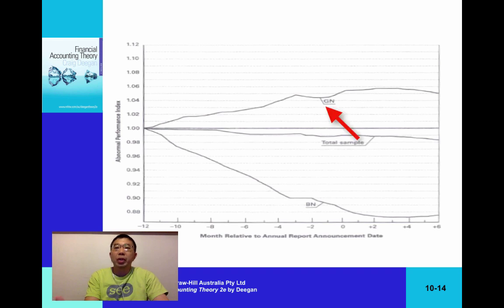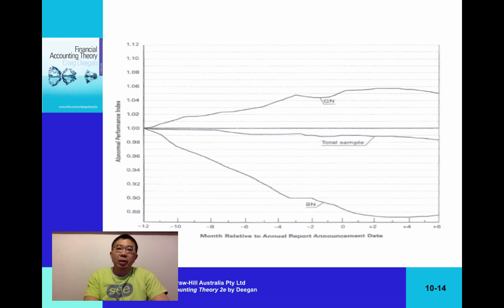So when you see GN, it means that on the day of release of the results, you have unexpected increases in earnings, which basically means good news. And if you see BN, it basically means bad news, in the sense that these are unexpected decreases in earnings. So this is the trend of what Ball and Brown noticed when they studied the 261 companies.